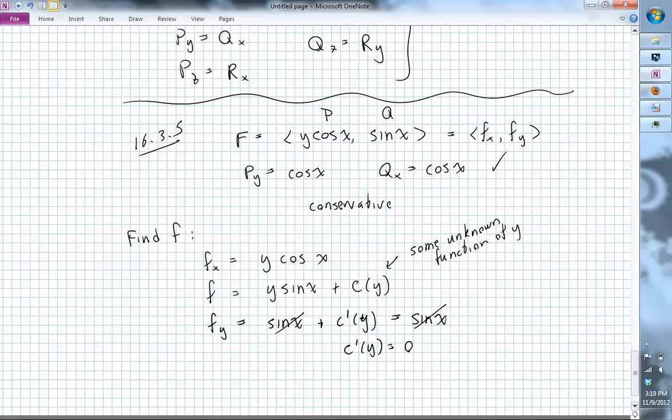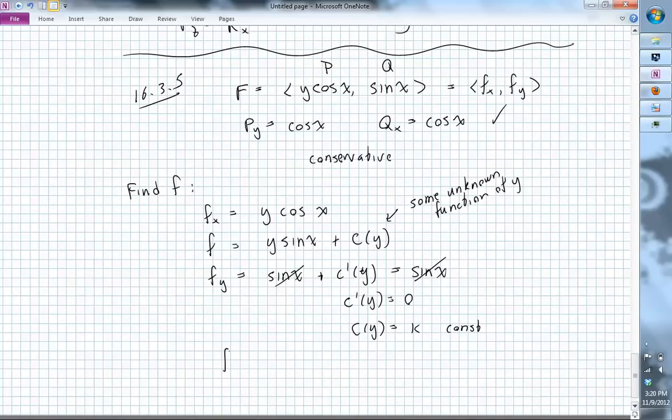So I know that you knew that already, but you had to go through this step to get there, because sometimes there are going to be situations where this actually doesn't happen. This does happen quite often in these textbook problems. But sometimes you'll get a function of y here, like a y sitting here. Then c would be y squared over 2 plus c, something like that. But for now, we know c of y is just a constant. So we've now determined little f. f is y sine x plus some constant k.